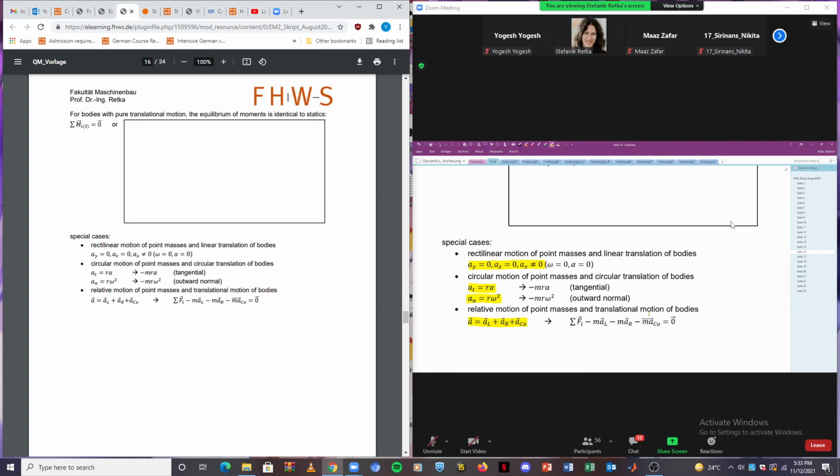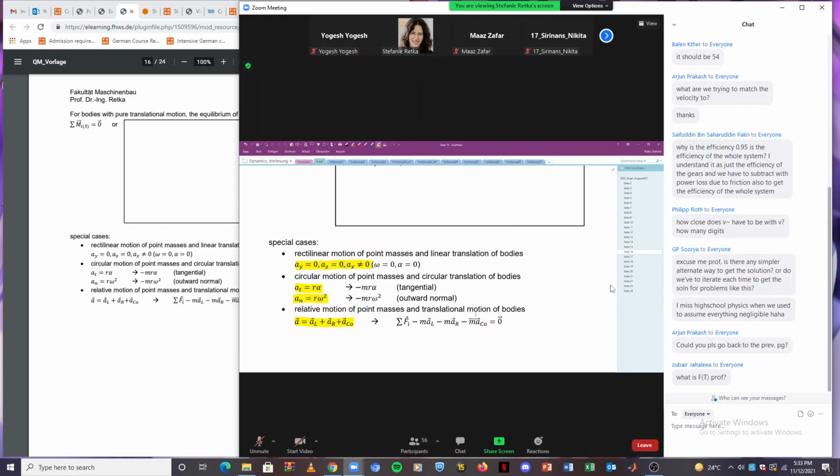Excuse me. If the acceleration in the x direction in point 1 is also 0, then the normal static conditions would apply, right? Like we did in the previous question. Yes, then it would be a static system, exactly. Okay, thank you.